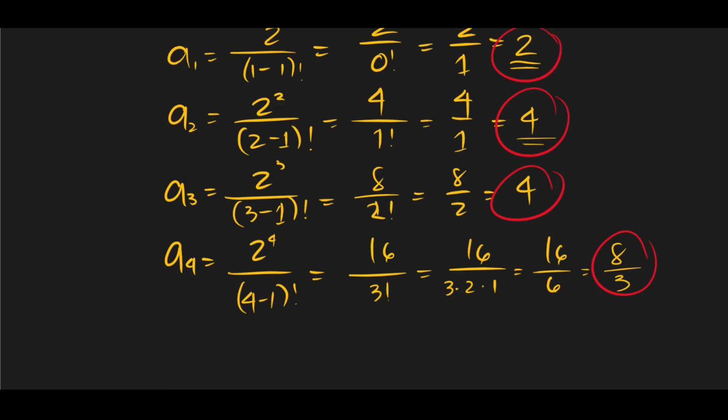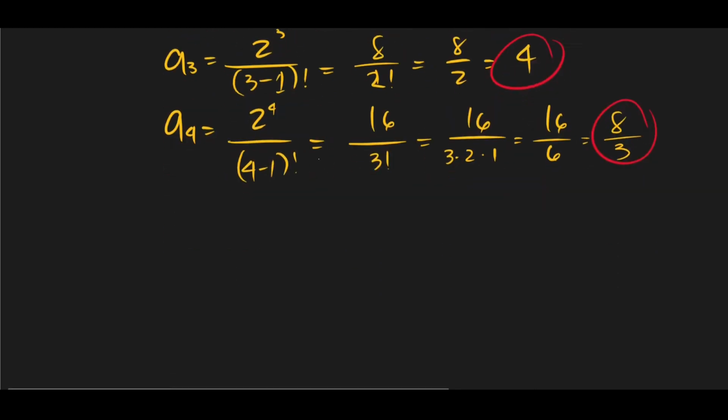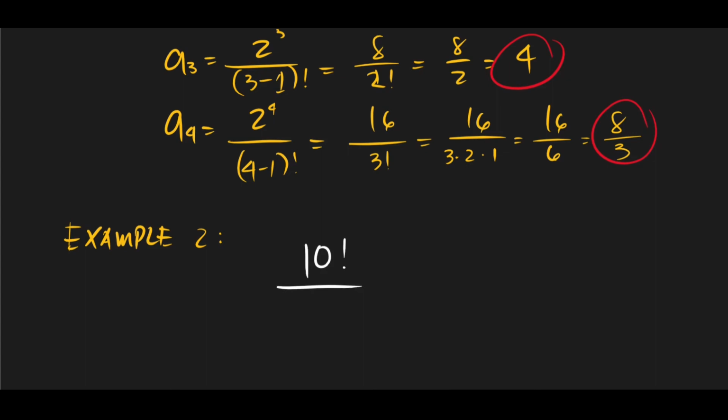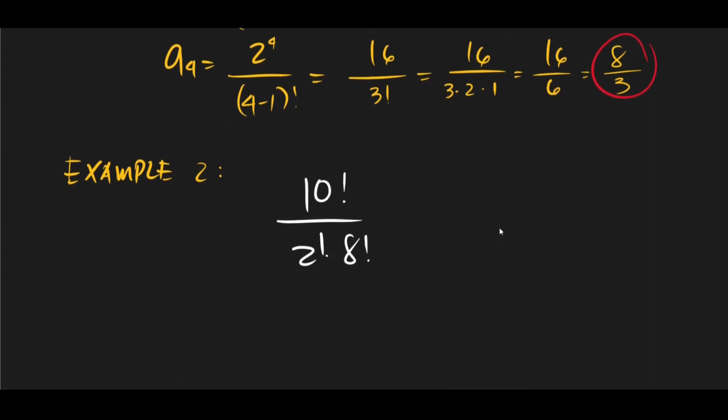Now we can also simplify a factorial expression if there are factorials in the denominator and the numerator. Okay, so let's say for example, example number 2 here. Say for example we have 10 factorial all over 2 factorial times 8 factorial. Okay, so how do we simplify this?